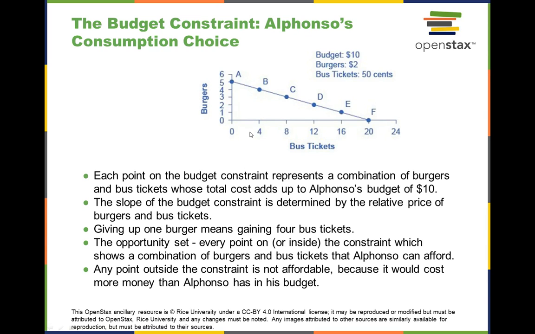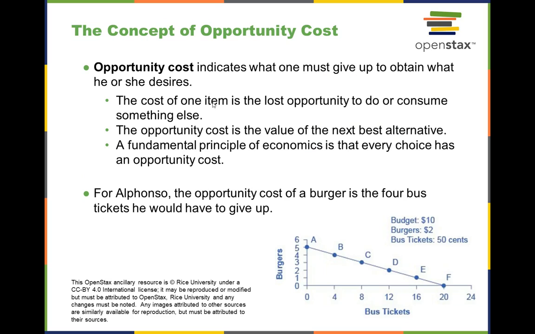That's why it's the cost of that particular choice, or giving up the burger, is a cost of that particular choice. The opportunity set, every point on or inside the constraint, shows a combination of burgers and bus tickets that Alfonso can afford. Any point outside the constraint is not affordable because it would cost more money than Alfonso has in his budget. So all this area out here is beyond his budget.